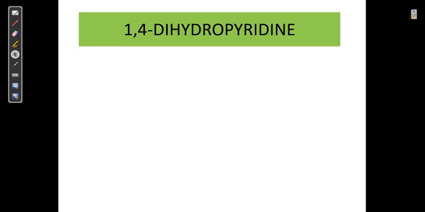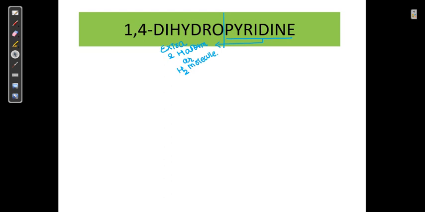Let us go ahead. The first and foremost thing is 1,4-dihydropyridine. If we bifurcate this name into two parts, we can say it is a pyridine derivative. So dihydro means that compared to pyridine, it has two extra H atoms, or I can say one H2 molecule.